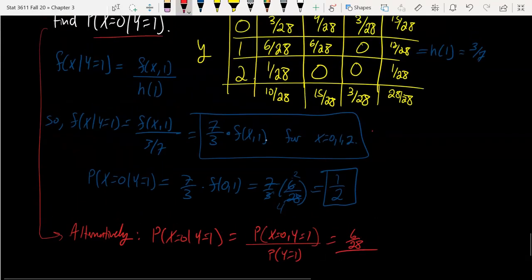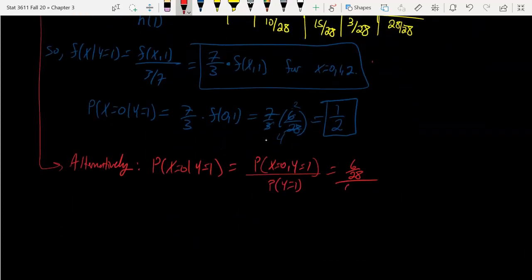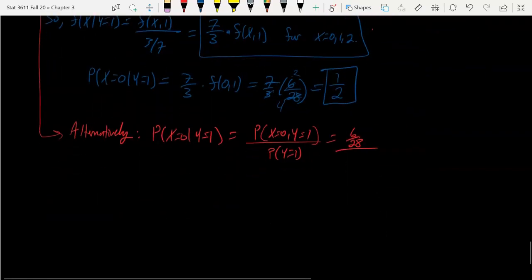What's the probability y is equal to 1? You can add up that row, where y is equal to 1. 6/28 times 6/28. Hold on. I need to add these together, not multiply. Add. 6/28 plus 6/28 is 12/28. And 6/28 divided by 12/28 reduces down to a half. Sure enough. Okay.